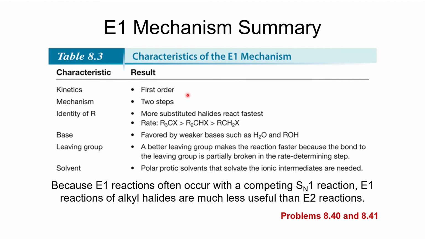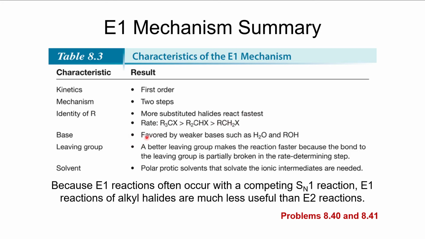All right, and then finally here, we want to look at our summary for the E1 mechanism. The reaction kinetics are first order. We'll find that the mechanism is going to be two steps. The first step is our rate determining step that forms the carbocation, and the second step is the deprotonation with our base to give us the alkene. We'll find that more substituted alkyl halides will go faster. They'll react faster than the less substituted alkyl halides.